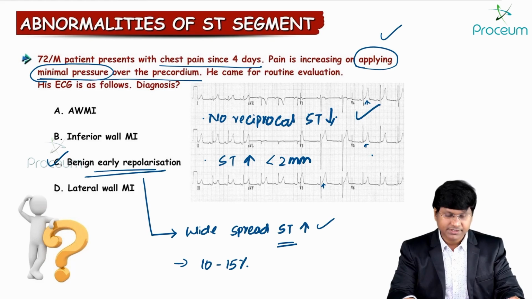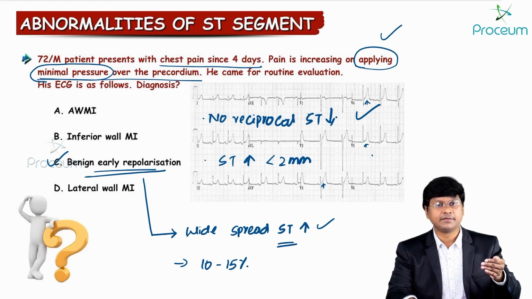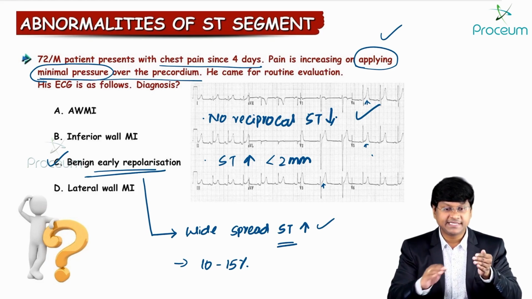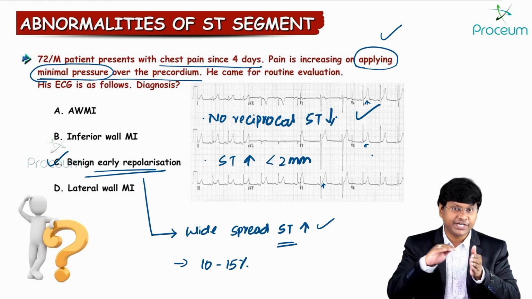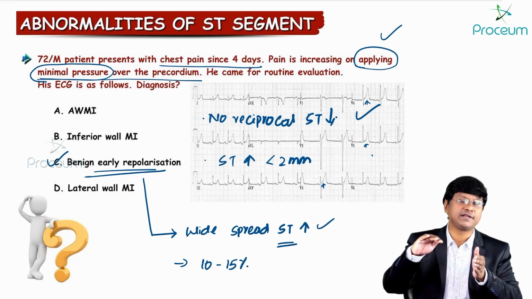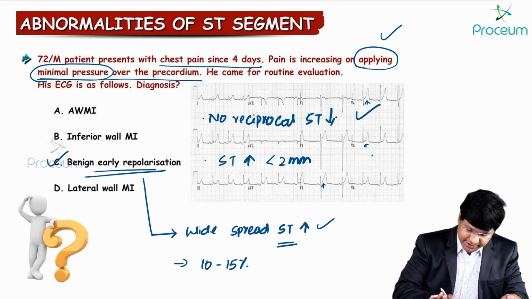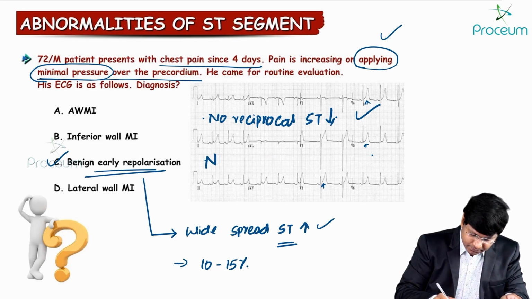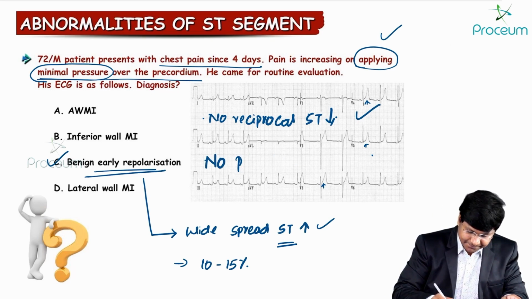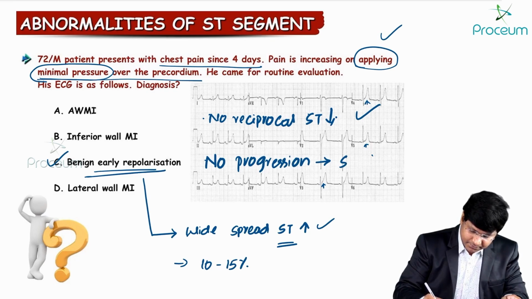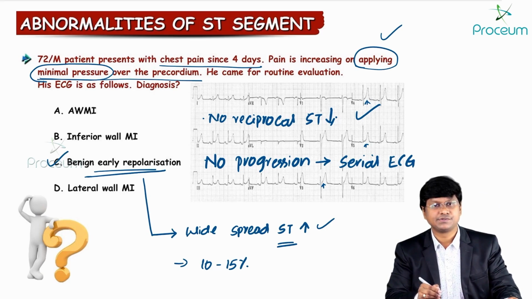And the other important point is, in MI, the ST changes change over time. There will be progression of this particular ST segment elevation over time. But here, in case of benign early repolarization, there is no progression on serial ECG tracings. Okay, that's very, very important.